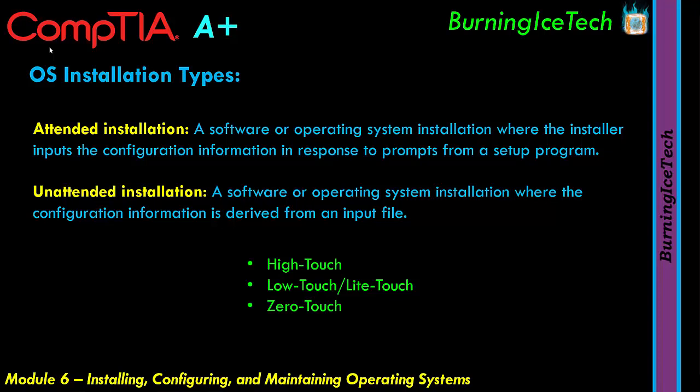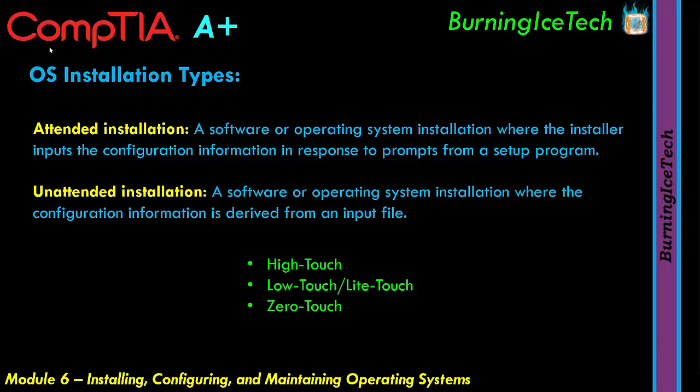High touch once again means you do everything yourself. It requires a high level of interaction from you as the user. Low touch means there's some level of automation involved. Low touch or light touch. So it's automated but not quite there yet. It still needs some interaction from the user, being you.